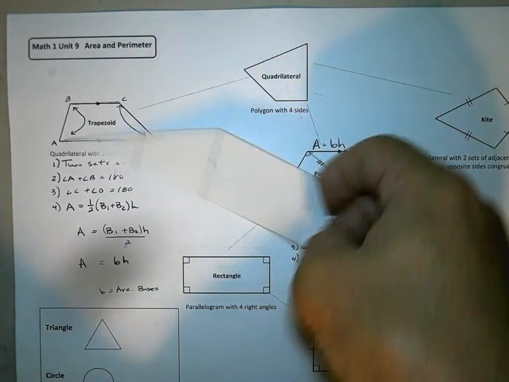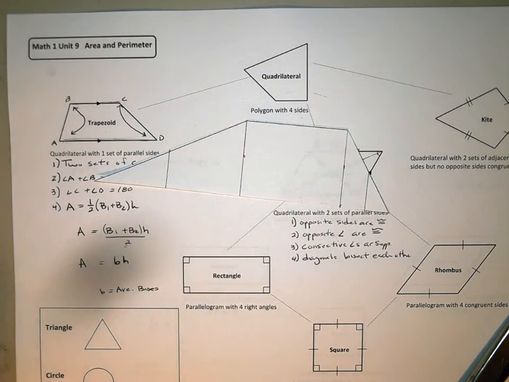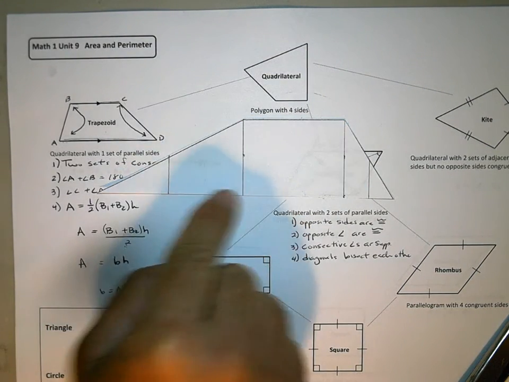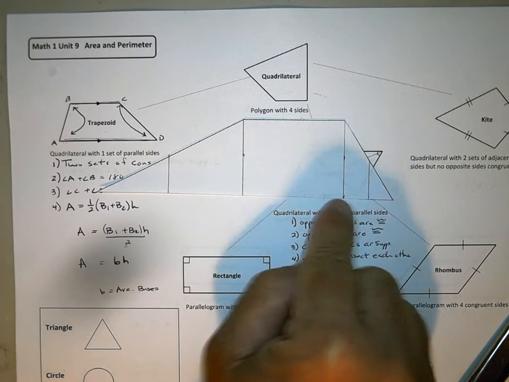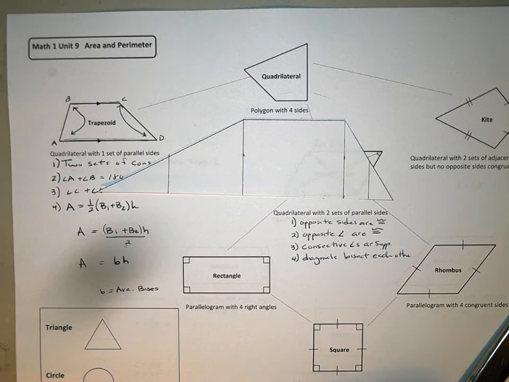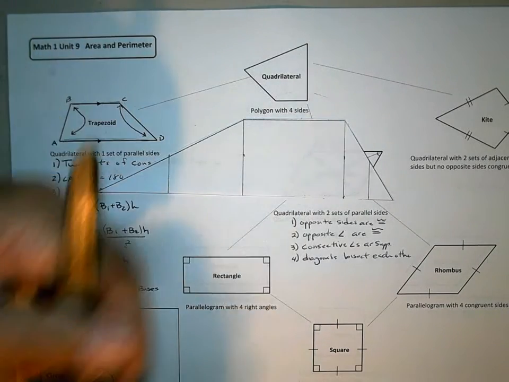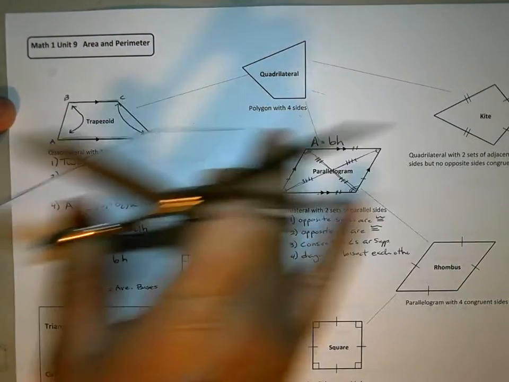Just to prove it, I have one more here. There's another trapezoid. This length right here is 3 inches, and this length is 1 inch. So what I'm going to do is I'm going to cut off half of the inch right here.